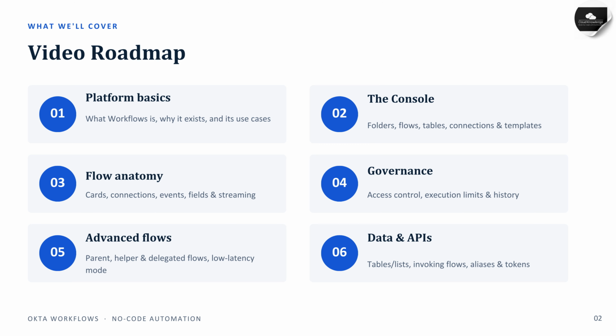Here's the roadmap for what we're covering today, in 6 parts. We'll start with the platform basics, what Workflows is and why it exists. Then we'll tour the console, folders, flows, tables, connections, and templates. From there we go into flow anatomy, the cards, connections, events, and fields that make a flow tick. Then governance, access control and execution limits. After that, advanced flows, parent, helper, and delegated flows, plus low latency mode. And we'll wrap up with data and APIs, tables, invoking flows externally, aliases, and tokens. 6 sections, let's knock them out one at a time.